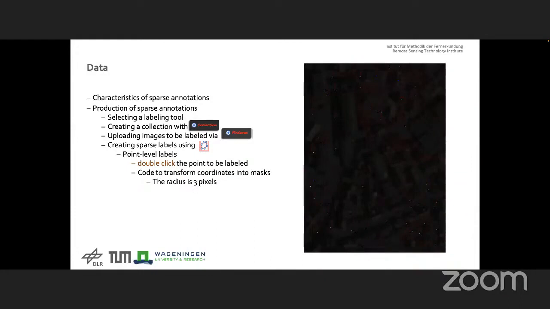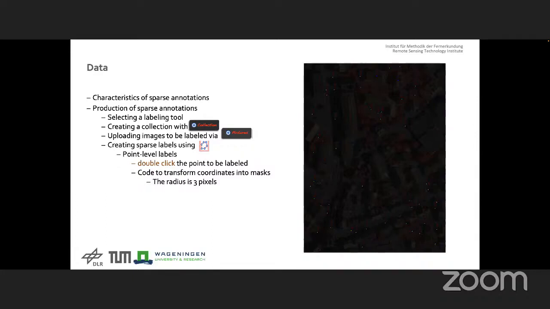Finally, let's do some coding to transfer point coordinates into masks. Here, just a trick. Because we click one point in the image, right? So basically in the segmentation mask, only one pixel is labeled, and all other pixels are zero. This is not good for network training because labeled pixels are not enough for sufficient network learning. So here a trick is that we extend the pixels a little bit.